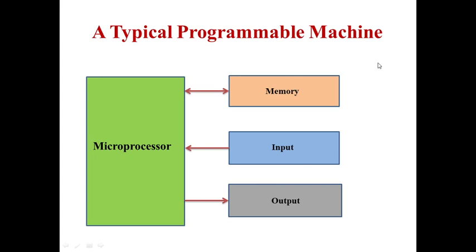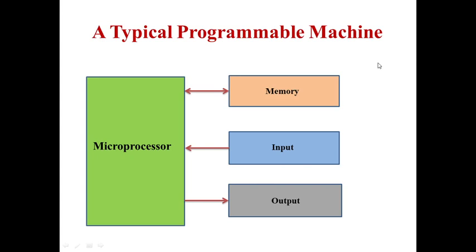Okay, so in this way these four components are working together. That is why we call it a system, right? So this is the system. This is the system of a programmable machine. Any typical programmable machine has these following four components which are basic components.